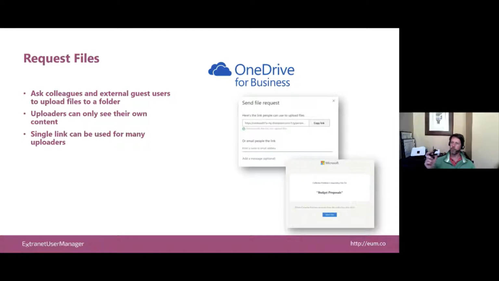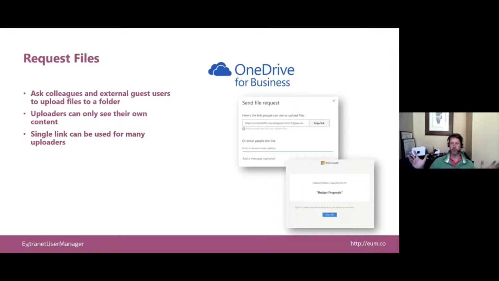But the idea is that you create a folder in your OneDrive for Business, and then you set up a request file from there. And it creates a link that you can share with people. It's kind of like the anyone link that I was just talking about. You can give it to anybody, they can forward it on to anybody else, and people can use that link to drop documents into that folder. But the key thing is that uploaders only see their own content.